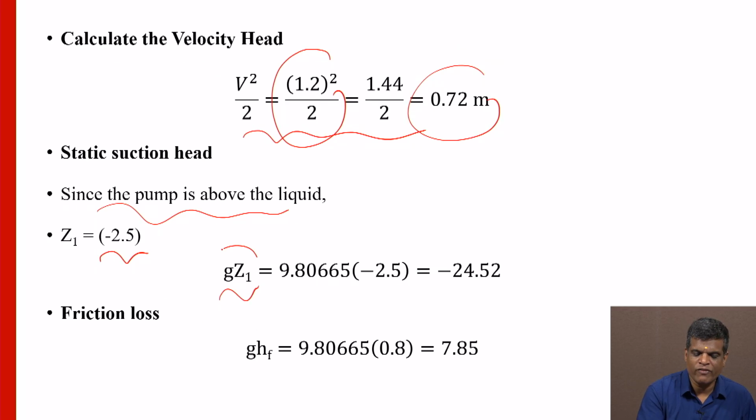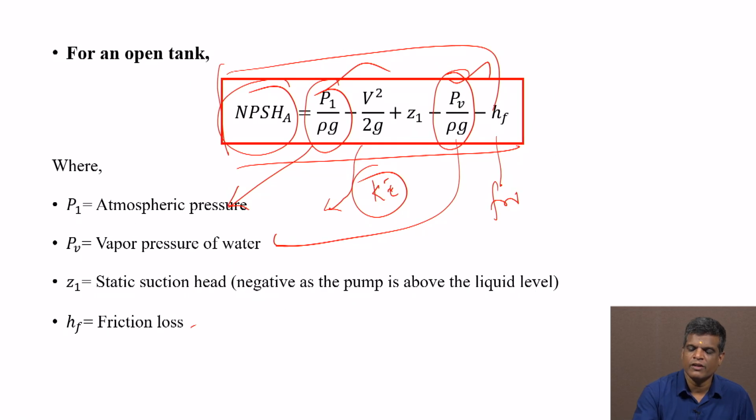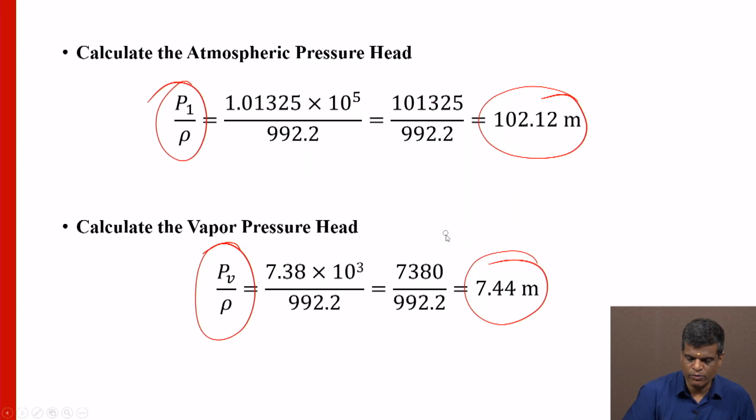Then G is 9.8, the Z1 is 2.5, we calculate the value of this one. Same way for friction loss, g HF, then 7.85. So we know all values in this equation: we know HF, we know the velocity head, the kinetic energy, the vapor pressure, and the atmospheric pressure.